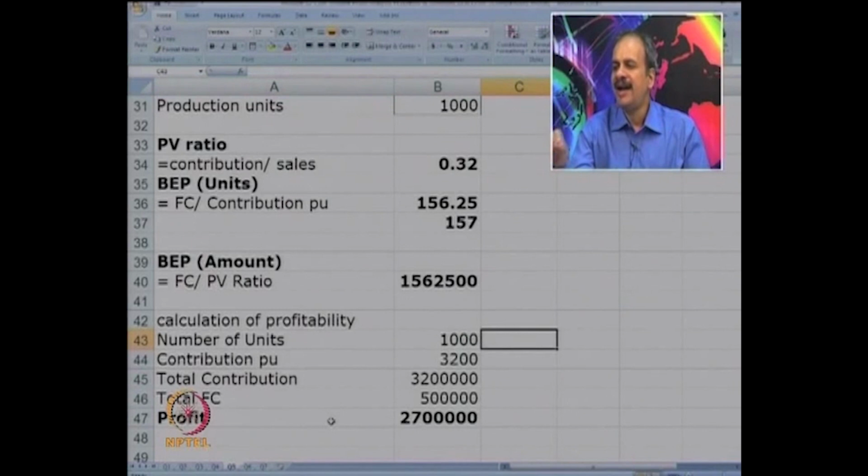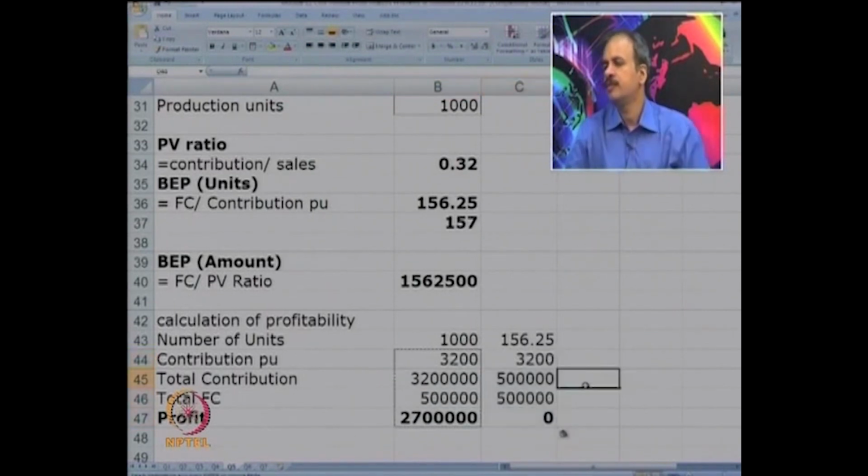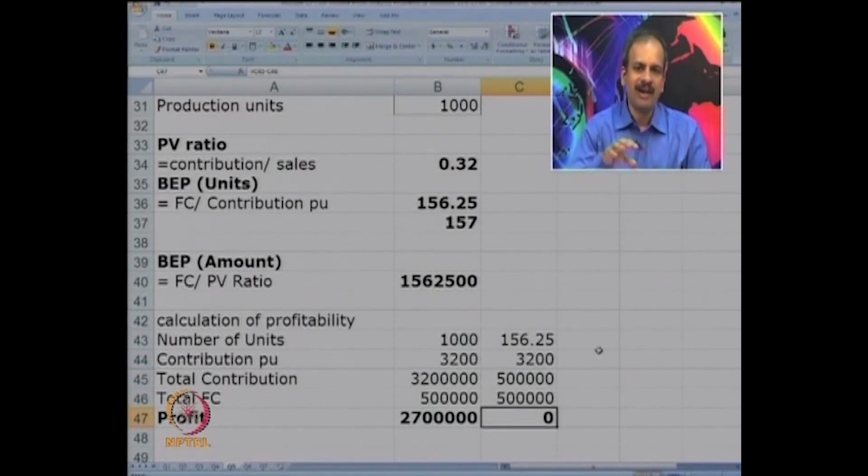Now let us try to look at what will happen to break even level of activity, which is 156.25. We will just copy these figures there. You will realize that at 156 into 3200, which is the contribution per unit, the total contribution is only 5 lakhs, exactly equal to fixed cost. So profit is 0. That is how actually we define break even point. This is that level of activity which gives us 0 profit, or this is that level of activity where contribution is equal to fixed cost.